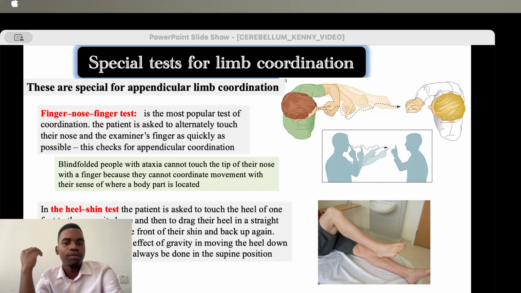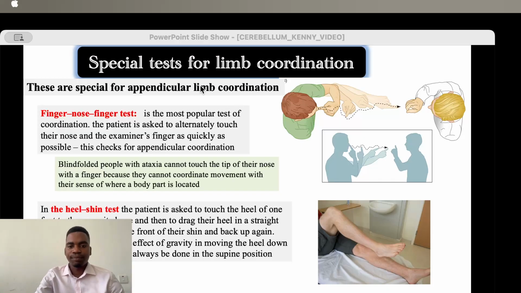So that's also some form of coordination of the upper limb. But we specifically use this finger-to-nose test, but in day-to-day life we use the application of limb coordination while we are performing our daily activities.